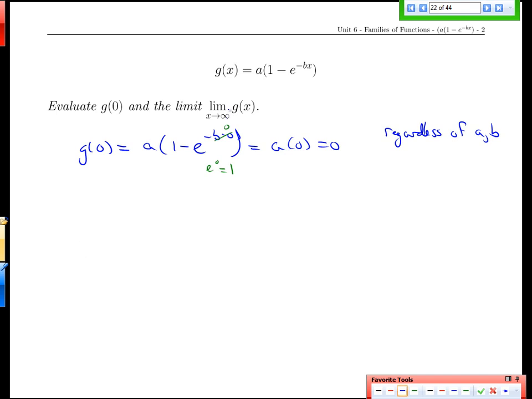Next up, let's ask what happens with the limit. The limit as x goes to infinity of a times 1 minus e to the minus bx is going to be what? X is getting larger. There's our x. It's going to be multiplied by a negative value because b is positive. And so we remember that e to the minus x heads off towards 0. And so what are we going to be left with? We're going to be left with a times 1 minus 0, or simply a. So this will indicate a horizontal asymptote.